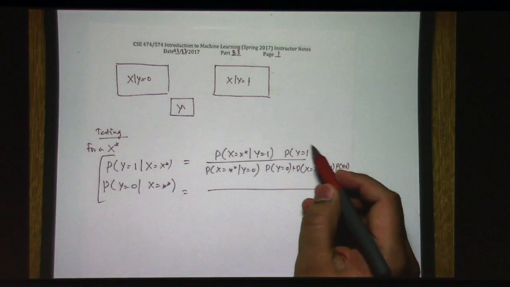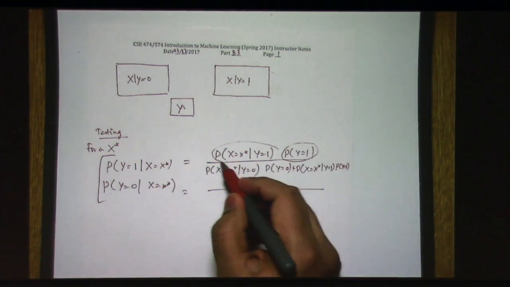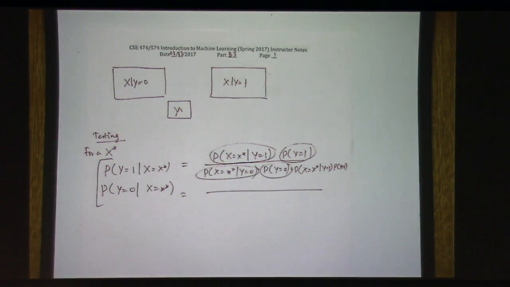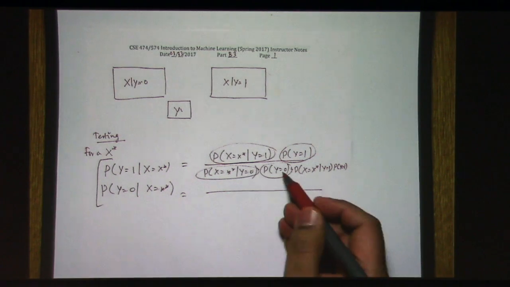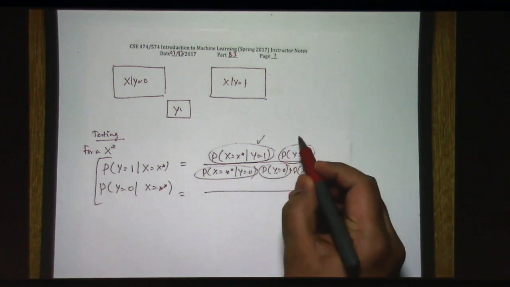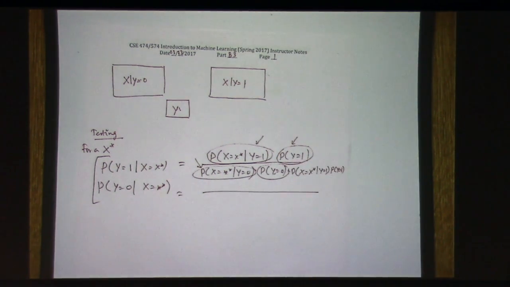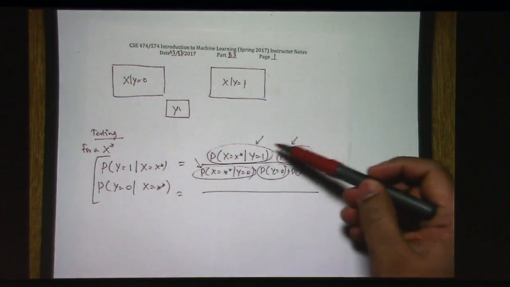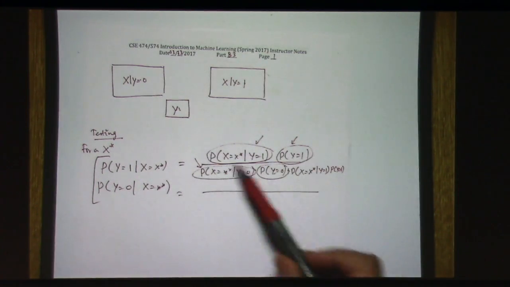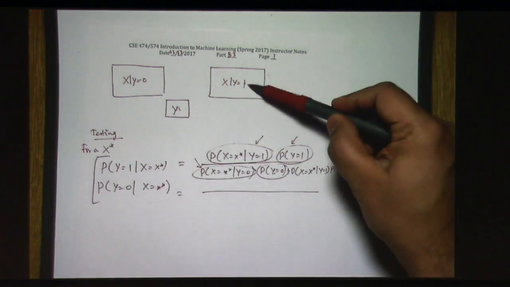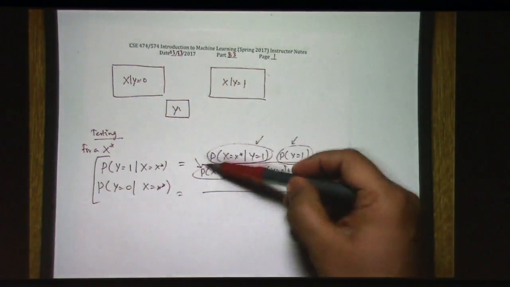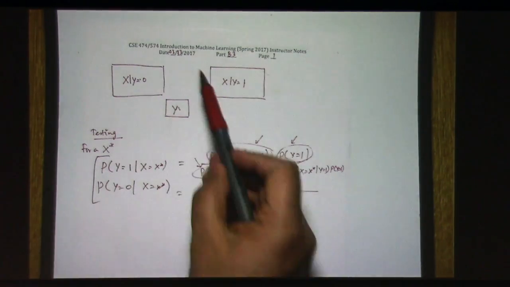But the question is, what are these 3 values? Actually, 4 values. We need these 4 values. Of course, this and this are related. This is just 1 minus this. So what we really need are these 3 values. And you can see that all these 3 values can be obtained if we knew this distribution. This gives you P(y=1) and P(y=0). This gives you the probability of x star given y is 1, and this gives you the same for y is 0. So as long as you have these, you can get that.